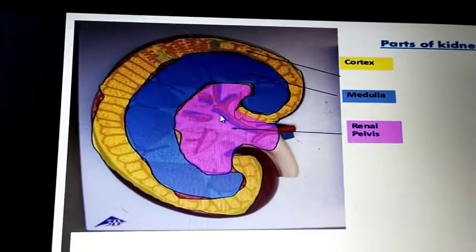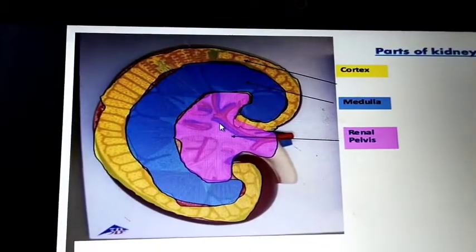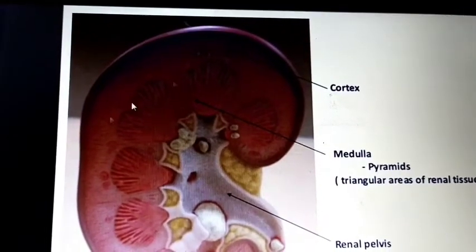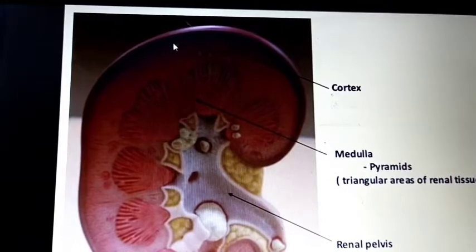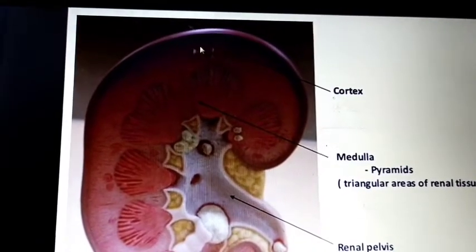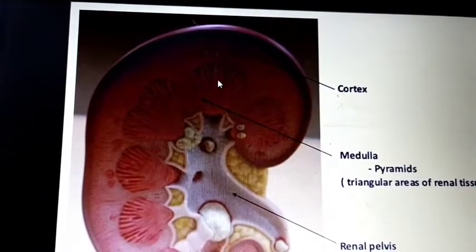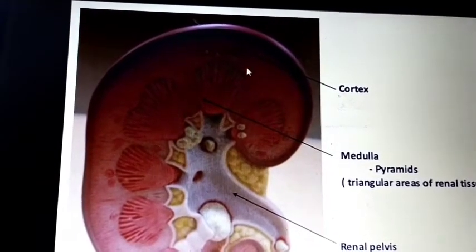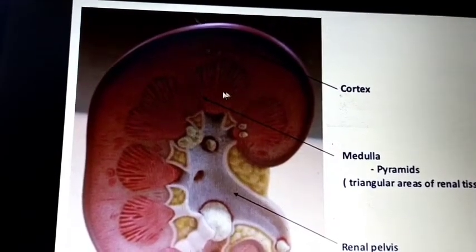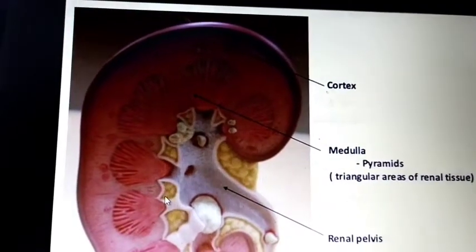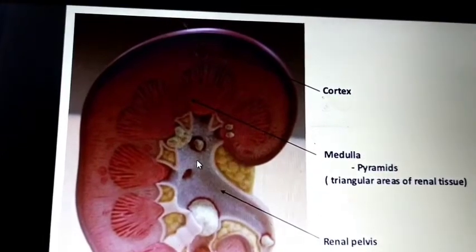Okay, let's go to the next slide. You can see this is the cortex, this is the capsule. Just below the renal capsule there is a cortex. The cortex is present in between the capsule and the medulla. The medulla contains mainly pyramids, up to 18 in number. And then the innermost is the pelvis.